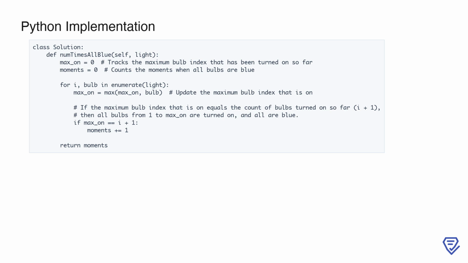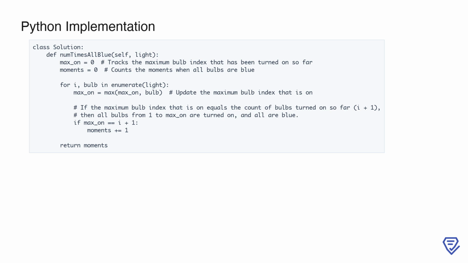2. Iteration through the light array. The loop iterates over each bulb in the light array. Here, i represents the 0-based index of the current moment, and bulb represents the bulb being turned on. For each bulb, we update max_on to ensure it always holds the highest bulb index that has been turned on so far. This is done using Python's max function.